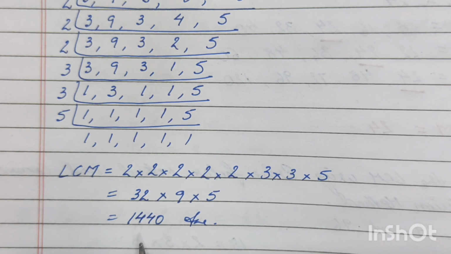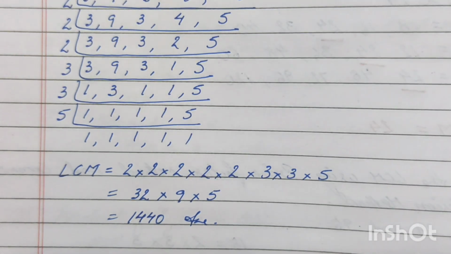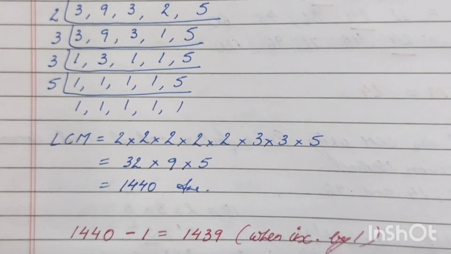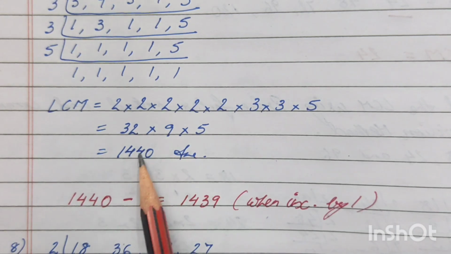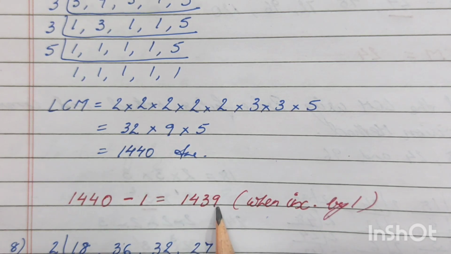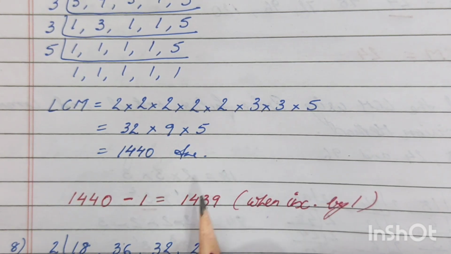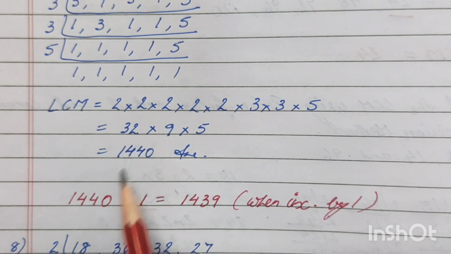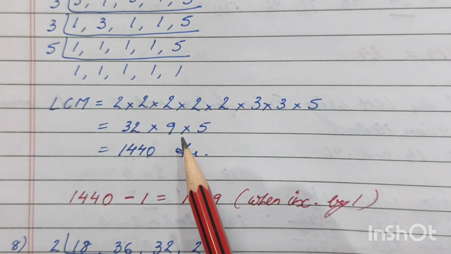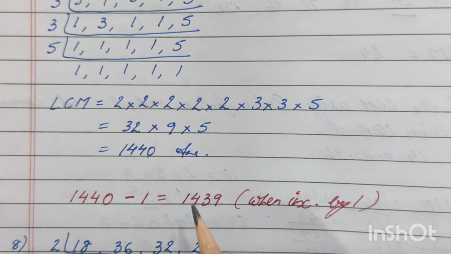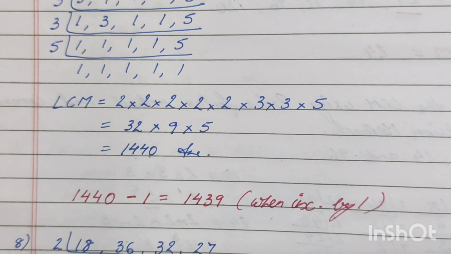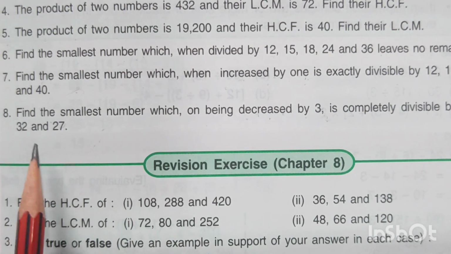Now they are asking which number, on being increased by 1, will be exactly divisible. Increased by 1 means, as I told you, children, you have to decrease the number by 1. So 1440 minus 1 is 1439. When this number is increased by 1, that is, when you add 1 to it, it becomes 1440, and then it will be completely divisible by the other 5 numbers. So whenever there is a decrease, you have to increase, and whenever there is an increase, you have to decrease. So let's see the last question, children.